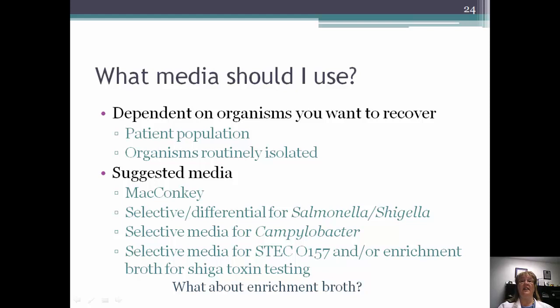Okay, once we have decided what we're going to culture for, what media should I use? Now, again, the media that you use is going to be dependent on the organisms that you want to recover, which is, again, going to be dependent on your patient population and the organisms that you routinely isolate. I've listed the suggested media here, obviously things like MacConkey, the selective and differential media that are specific for Salmonella and Shigella, such as Hektoen and XLD agar. Also the selective media for Campylobacter, selective media for E. coli O157, and enrichment broth for Shiga toxin testing.